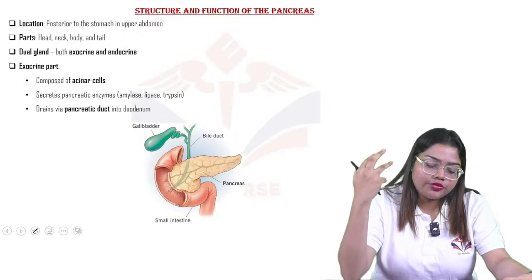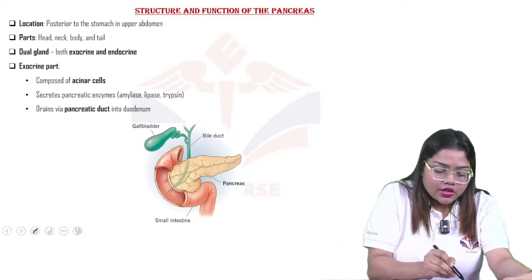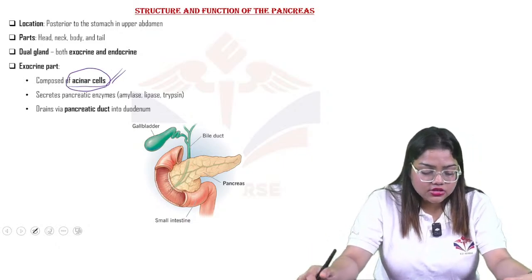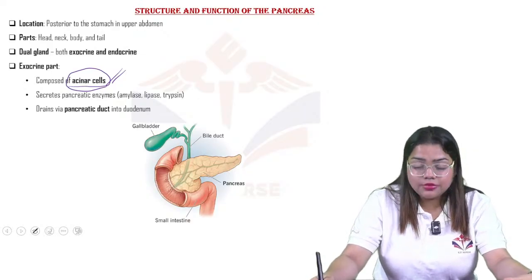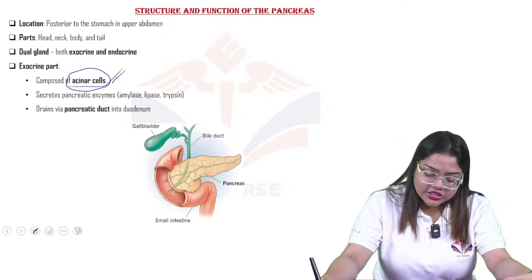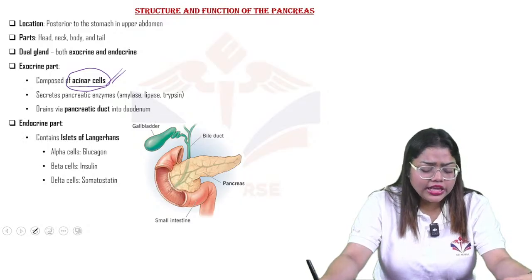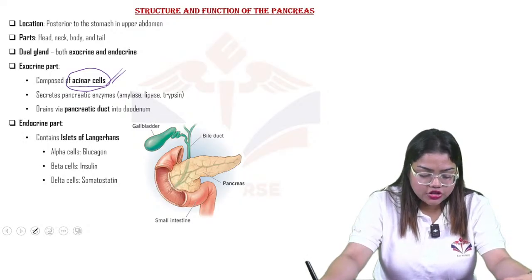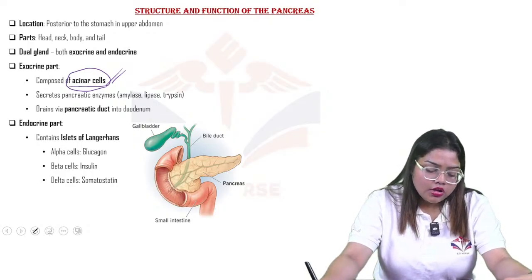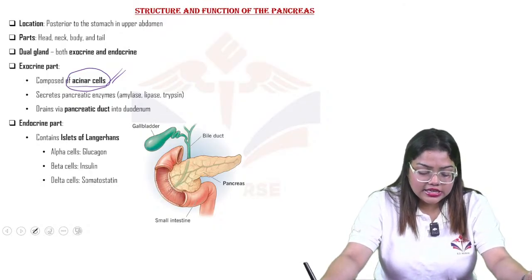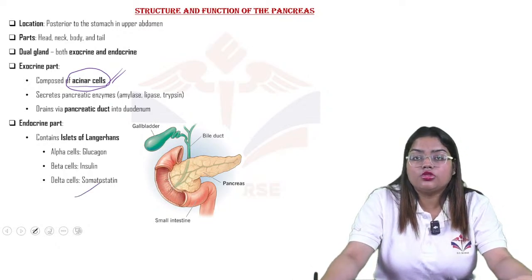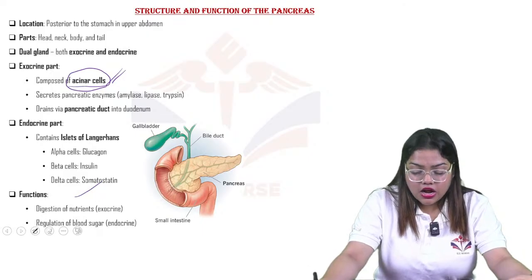The exocrine part is composed of acinar cells, which secrete the pancreatic enzymes, especially amylase, lipase and trypsin. It drains via the pancreatic duct into the duodenum. The endocrine part contains the islets of Langerhans, which produce insulin and glucagon through the alpha cells and beta cells, and the delta cells, which produce somatostatin. It also helps to regulate the blood sugar level of our body.